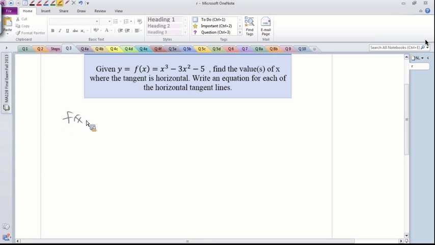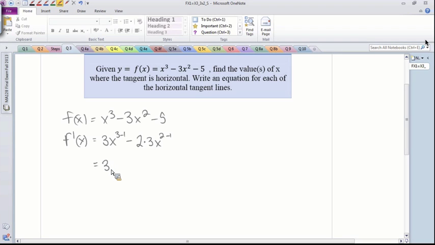So f of x is equal to x to the third minus 3x squared minus 5. The derivative of that function, using our power rule, we move the 3 down and subtract 1 from the exponent. So 3 minus 1. Move the 2 down, subtract 1 from the exponent, and the derivative of negative 5 is just 0. So this simplifies to 3x squared minus 6x. So that's our derivative.